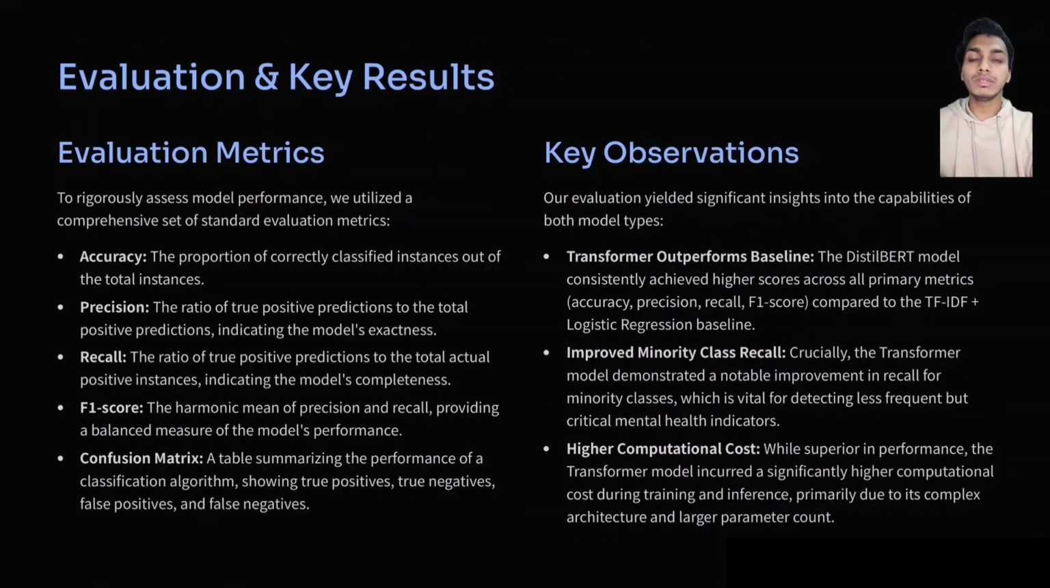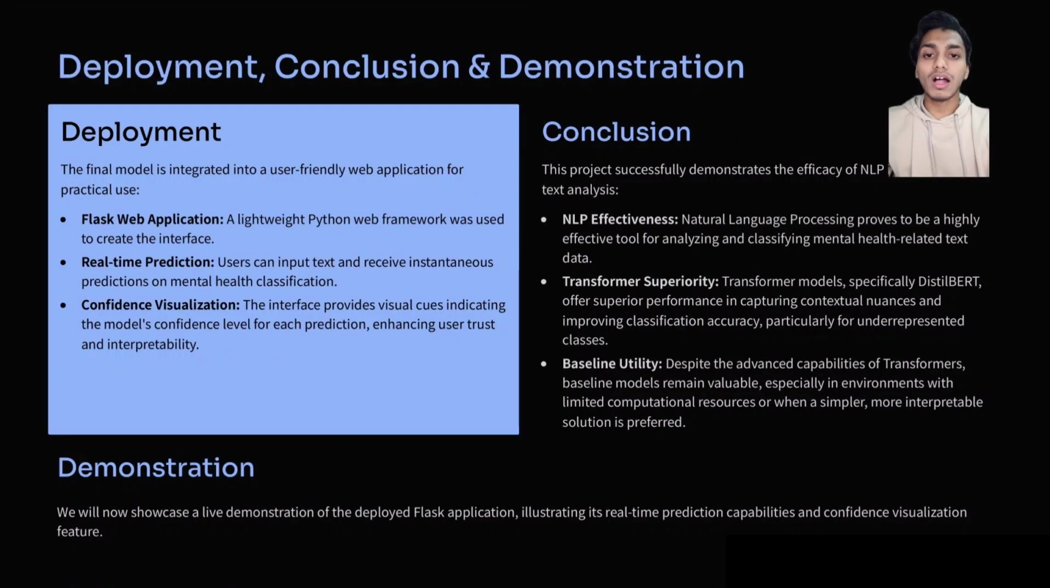Models were evaluated using accuracy, precision, recall, F1 score, and confusion matrix. Results show that DistilBERT outperforms the baseline, especially in recall for majority mental health classes. However, this improvement comes with higher computational cost, making the baseline model suitable for deployment. The final system is deployed as a Flask-based web application that supports real-time prediction and confidence visualization. Next, I will demonstrate the model training process and the live working system.